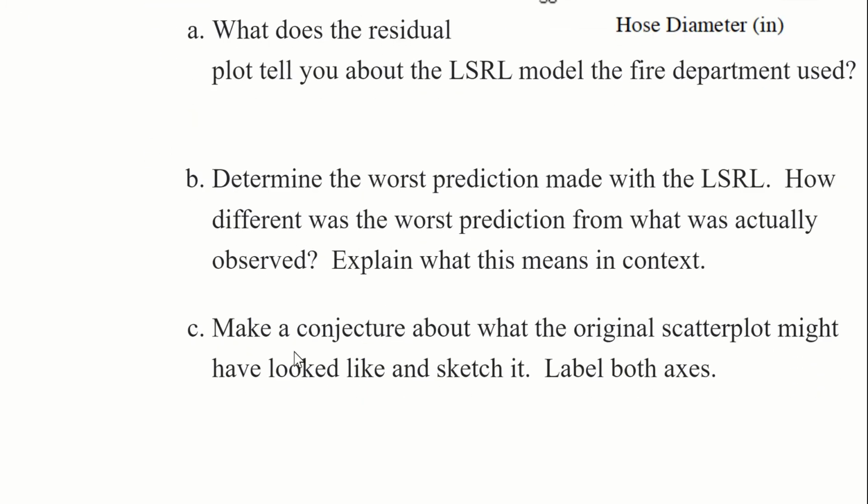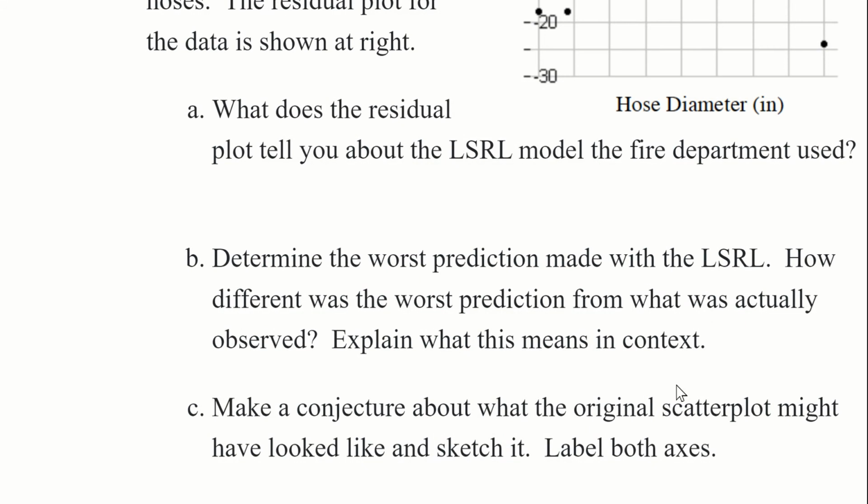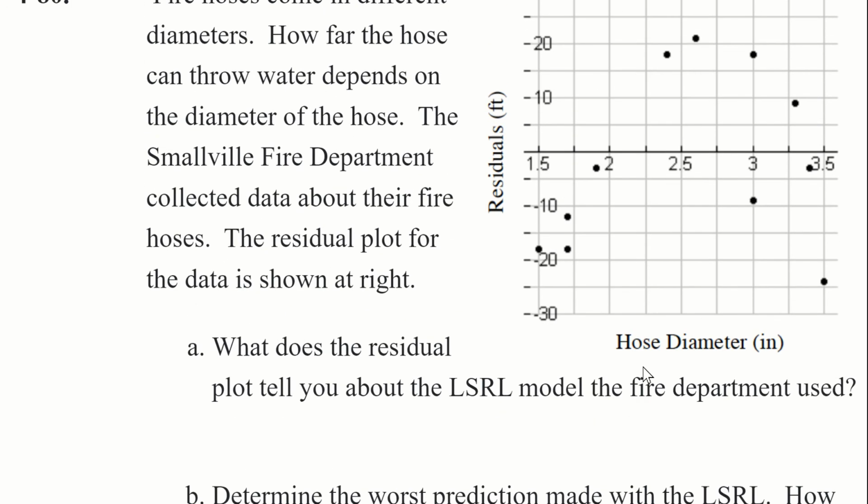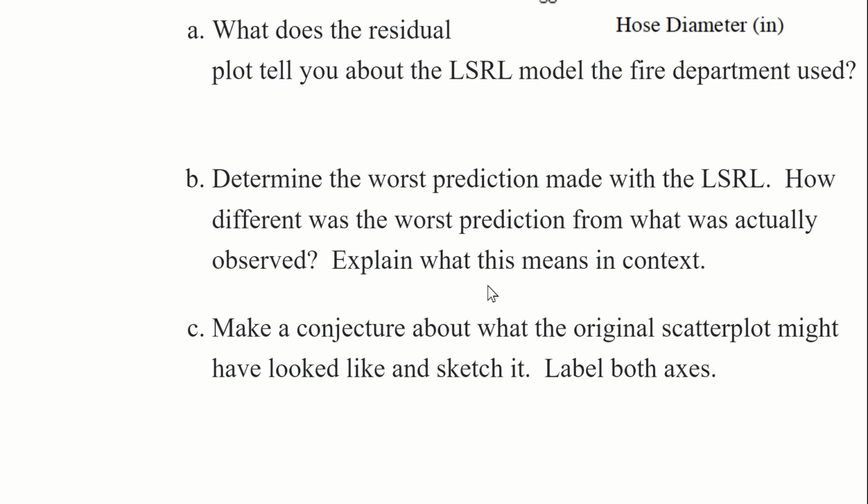And then finally, make a conjecture about what the original scatter plot might have looked like and sketch it. Label both axes. So you're not going to have exactly what this original scatter plot looks like, but if you look at the residual plot, you can come up with a pretty good guess as to what it might have looked like. And again, when we talk about the least square regression line, we're saying that they were using a linear model for these. So think the original one was linear.